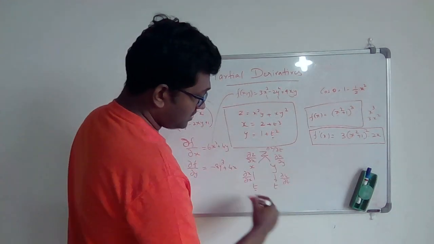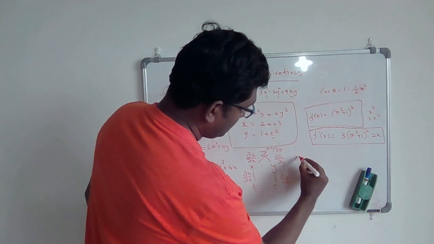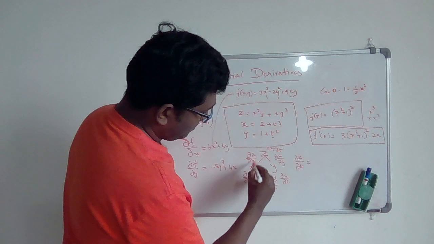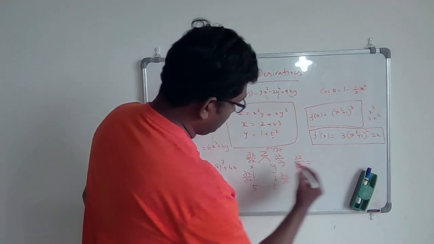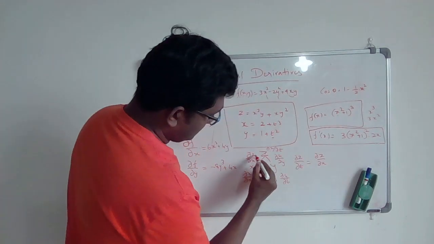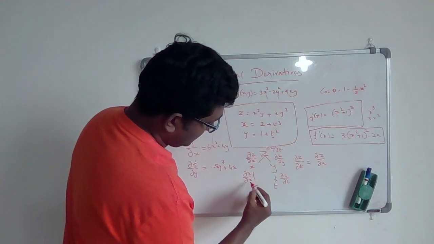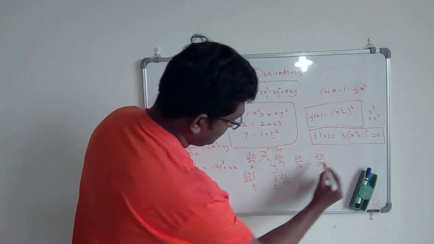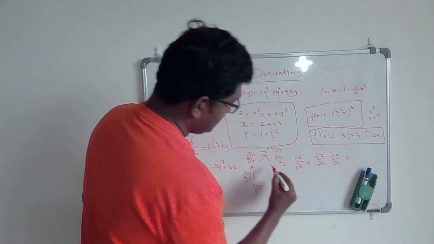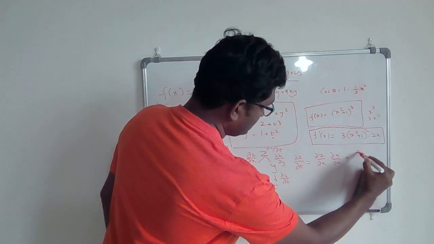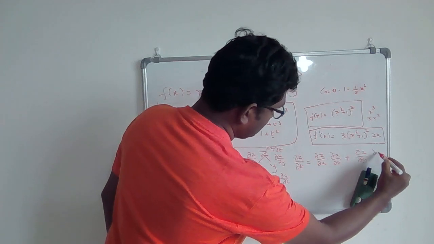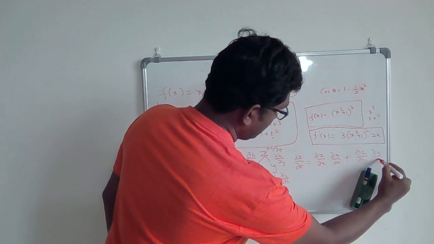So overall this derivative becomes dz by dt is equal to, we need to multiply these two derivatives and add. So it becomes dz by dx, that's this path, into dx by dt, plus dz by dy into dy by dt.